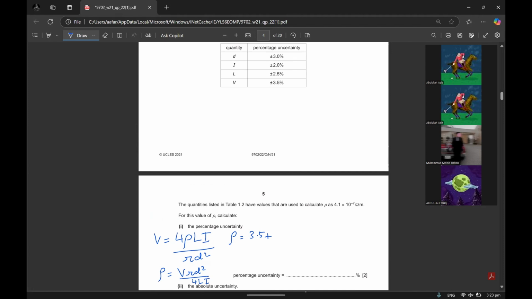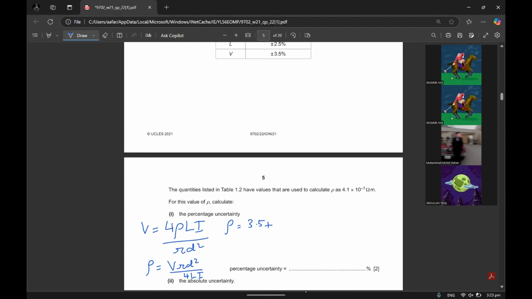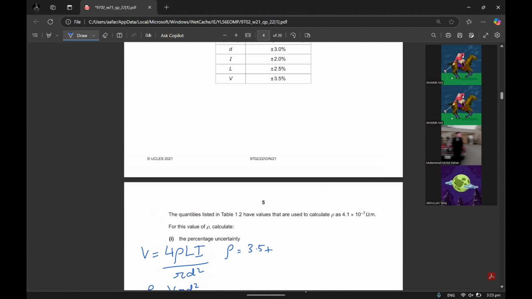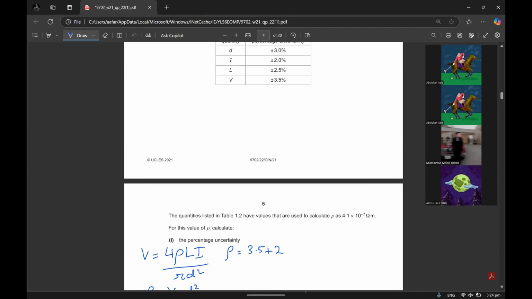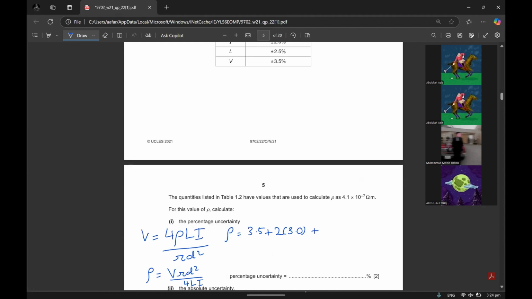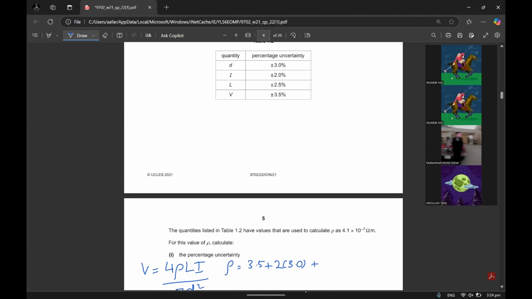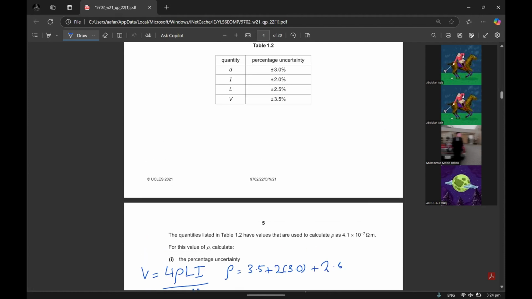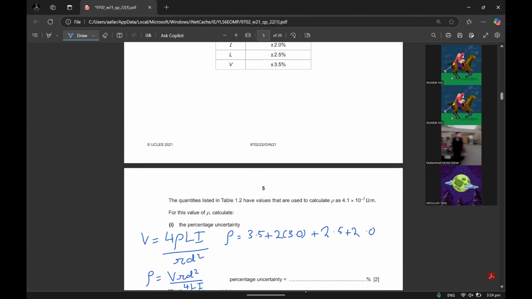And for voltage percentage uncertainties, if the two values are being multiplied or divided, then the percentage uncertainties add. So 3.5 plus, and if the term has a power, then the percentage uncertainty is multiplied with that power. So if it's d square, then that means it's going to be 2.0 plus 4 is again constant. The percentage uncertainty of d is 2.5 and percentage uncertainty of I is 2.0. So the percentage uncertainty of rho you get is 14%.